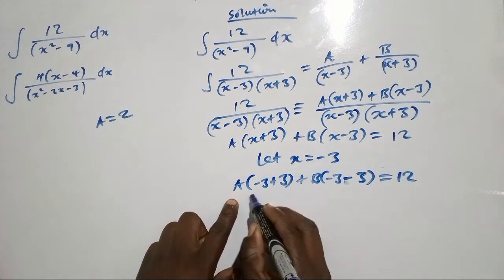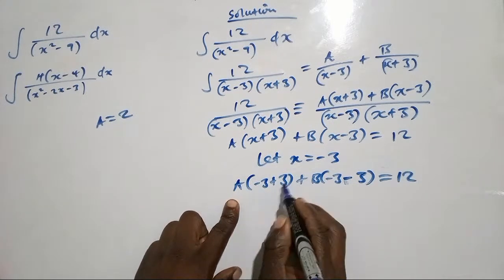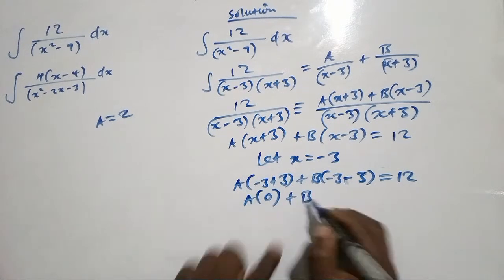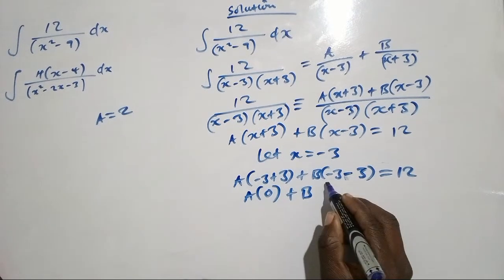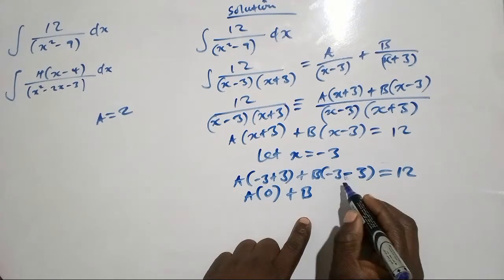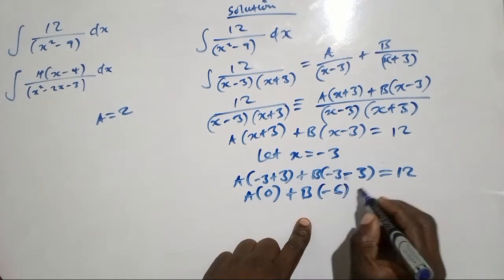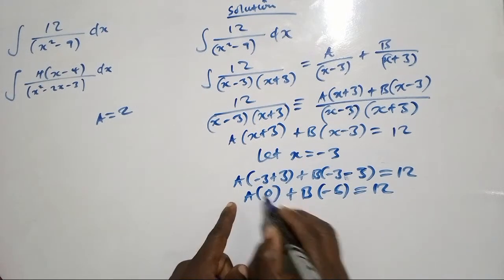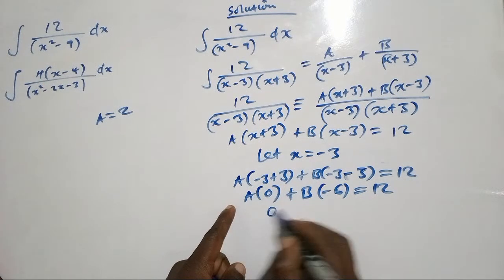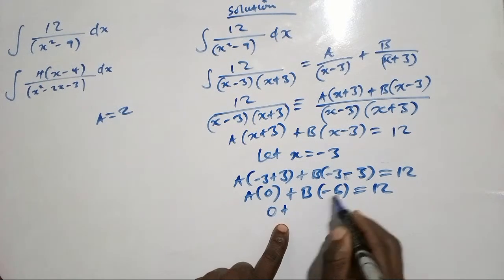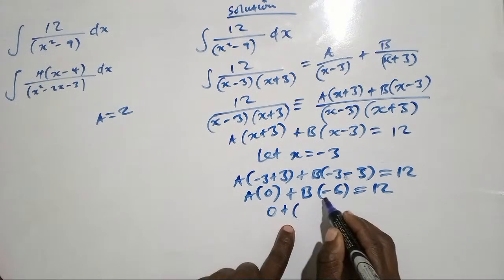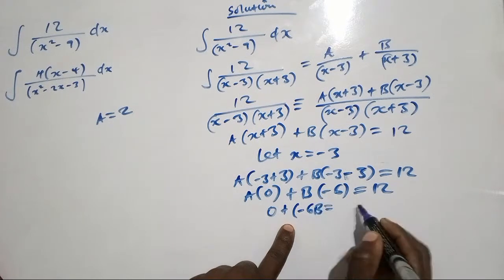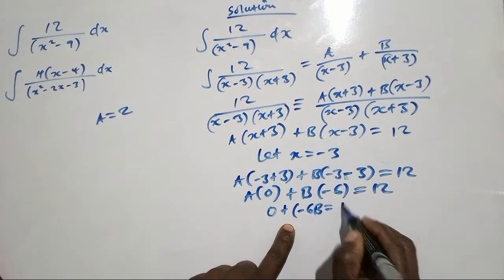Then here you're going to have 0, because minus 3 plus 3 in the A bracket is 0, then plus B here, negative 3 minus 3, you're going to have minus 6, which is equal to 12, right? Then here, A times 0 is 0, plus B times the negative 6, we're going to have minus 6B, which is equal to 12, right?